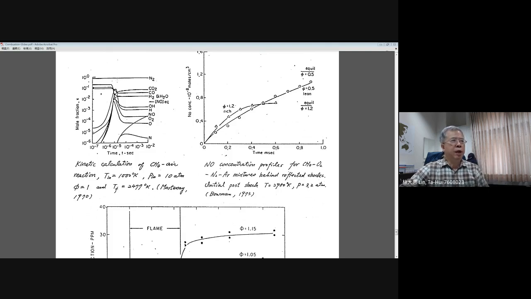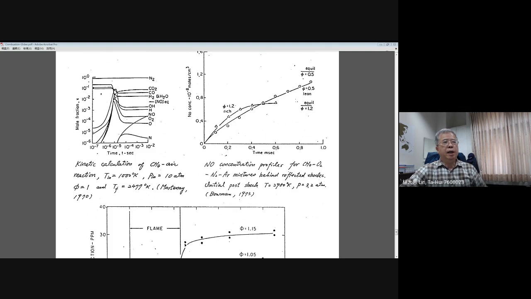When they finish the chemical reactions, you find out the production of nitric oxide, NO, starts to increase. You can see it start to increase, which means the NO formation actually occurs after the combustion process. Okay, this is an indication.